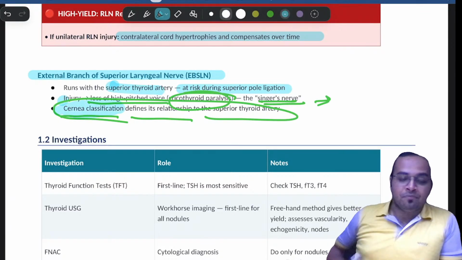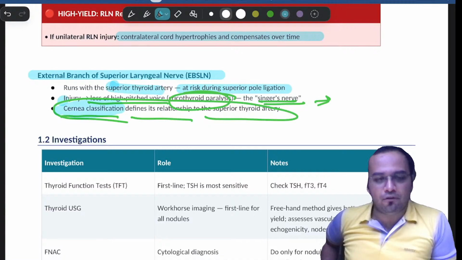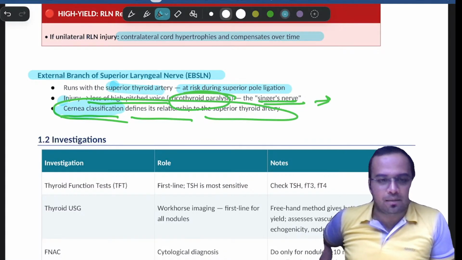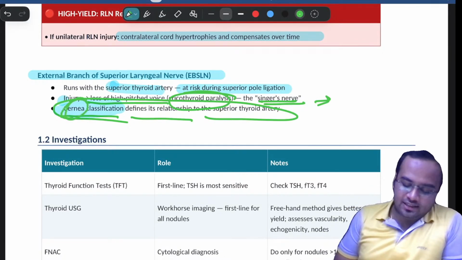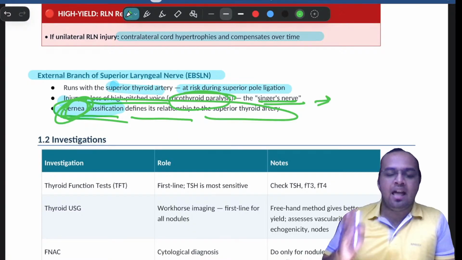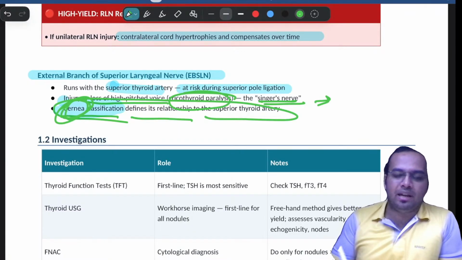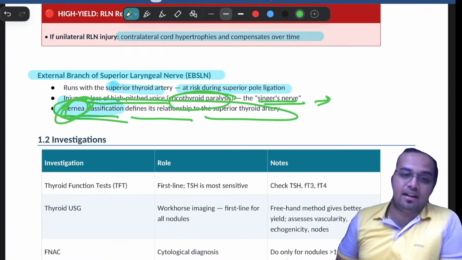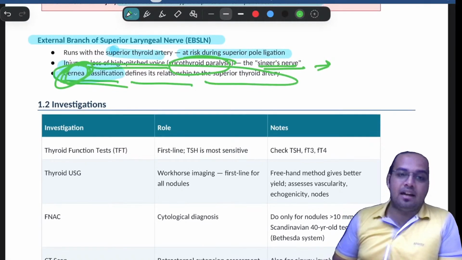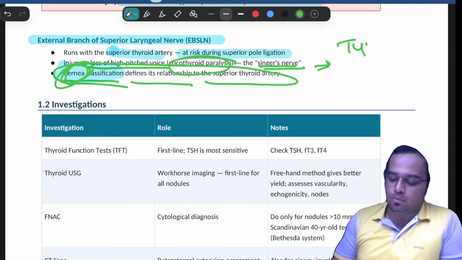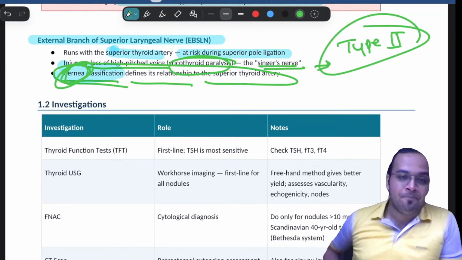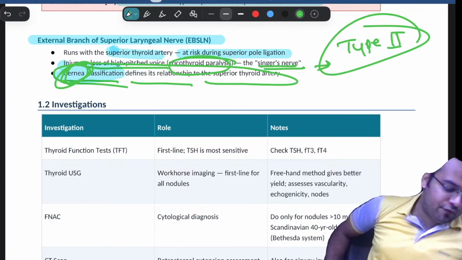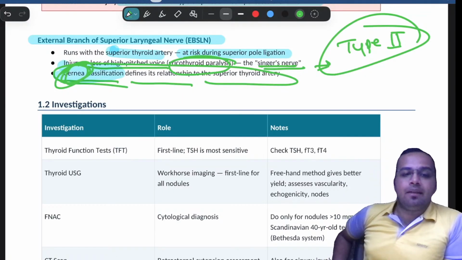You don't need to learn the classification by heart, not at the level of your UG or even at the level of first or second year PG. But it is important to know that the Cernea classification type 1, type 2, type 3 is based on how close the nerve is in relation to the artery. And always remember, type 2 is going to be dreadful. Just a take-home point, even if you don't remember it, it is fine, but these names you should know.